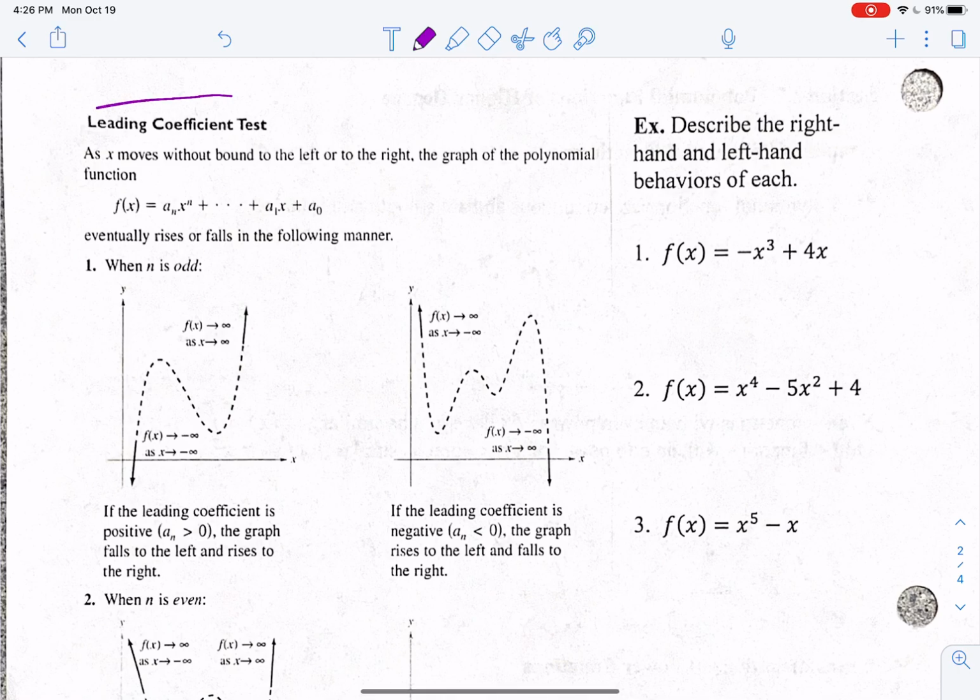They talk about the leading coefficient test in your textbook. And what that means is it describes the end behavior of a graph.